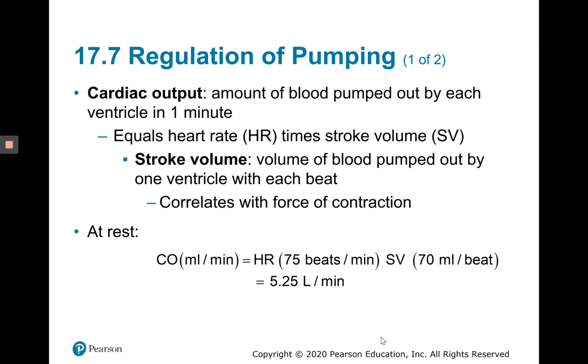All right, we also want to mention what cardiac output is. Cardiac output is a definition you should be familiar with. It's the amount of blood pumped out by each ventricle in 1 minute. Similar to stroke volume, but not quite. Stroke volume is the volume of blood pumped out by one ventricle with each heartbeat. It's actually stroke volume and heart rate multiplied by each other, which equals cardiac output. So if you were to change stroke volume or heart rate, increase or decrease them, cardiac output would be affected.